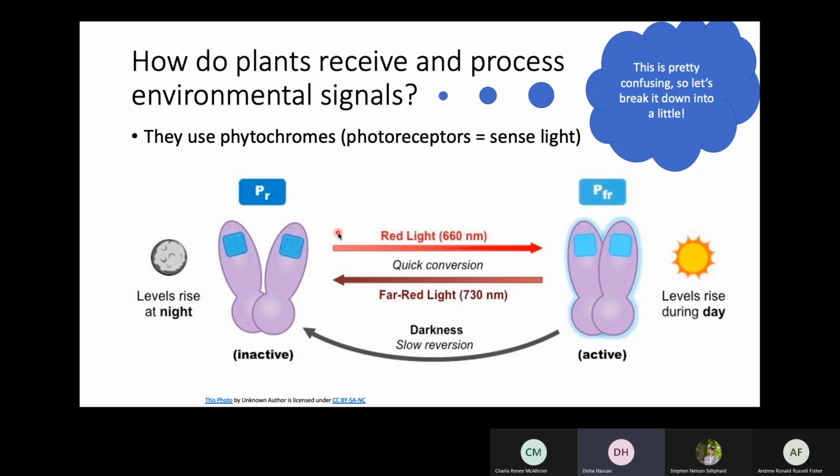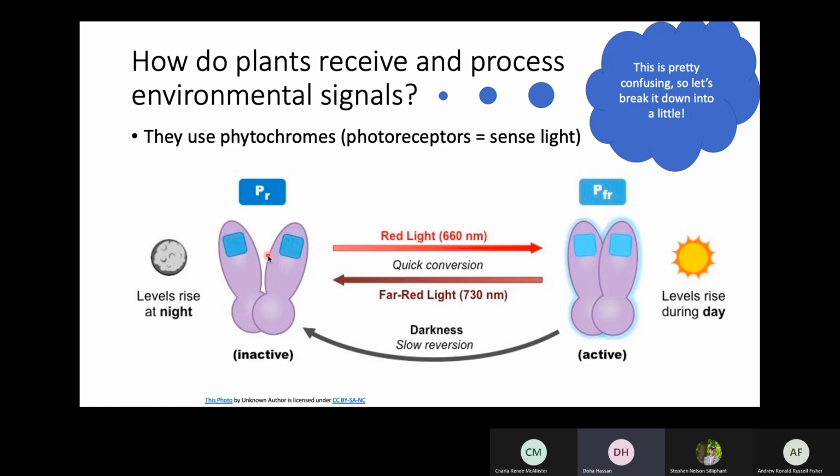But basically, these phytochromes have two different configurations, right? So these are two different conformations, if you will. This one is the phytochrome red position. It looks like bunny ears that are separated, and this is the inactive phytochrome.